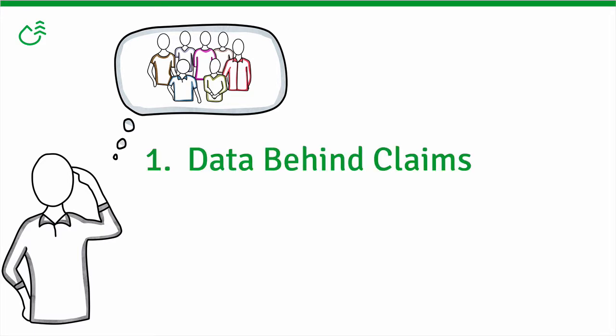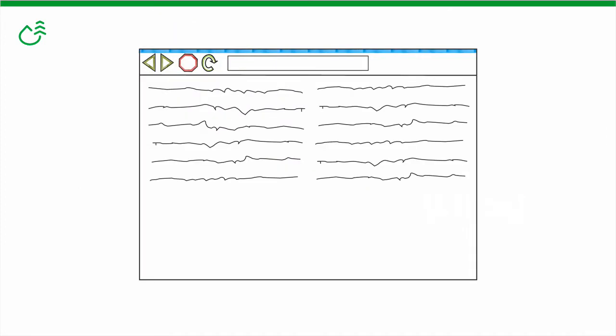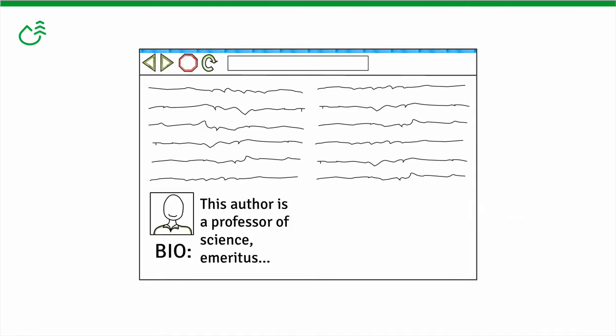You know the audience well and anticipate that they will question 2 things. The first is the data behind your claims. That's logos. Second, they'll question your credibility to answer and present those data. That's ethos. Knowing this, you can be sure to address these concerns in your paper so that your audience will be more persuaded to care about your ideas.